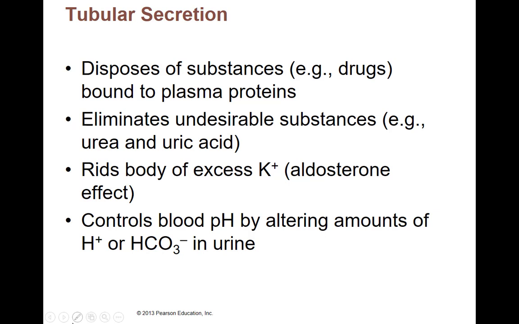We can also, using secretion, get rid of excessive potassium ions. The hormone aldosterone helped with that. As we reabsorb sodium out, potassium went in. We can also secrete hydrogen ions and hydroxide ions into the urine to help regulate our blood pH. What is the range of your blood pH?